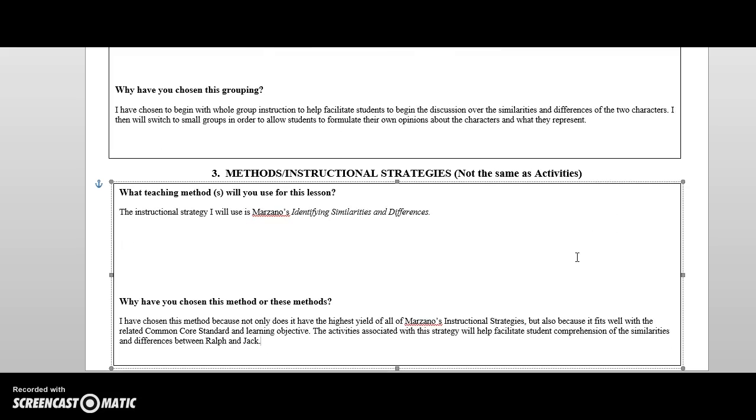Part 3, methods or instructional strategies. What teaching methods will you use for this lesson? The instructional strategy I will use is Marzano's identifying similarities and differences.